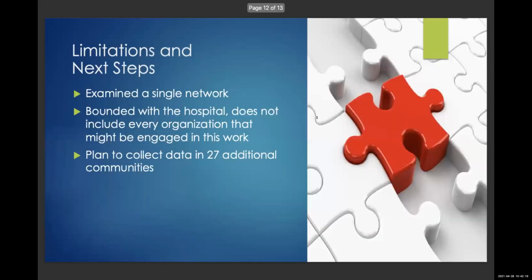So one limitation of our study is that we examined a single network, which was Fayette County, but the respondents were also identified and bounded with a hospital, which would mean that we weren't able to include every organization in Fayette County that may be engaged in the work to address unmet social need. However, we plan to collect data in 27 additional communities across the country to really start to understand the quality and quantity of relationships to address unmet social needs across clinical, community-based, and government-based sectors.